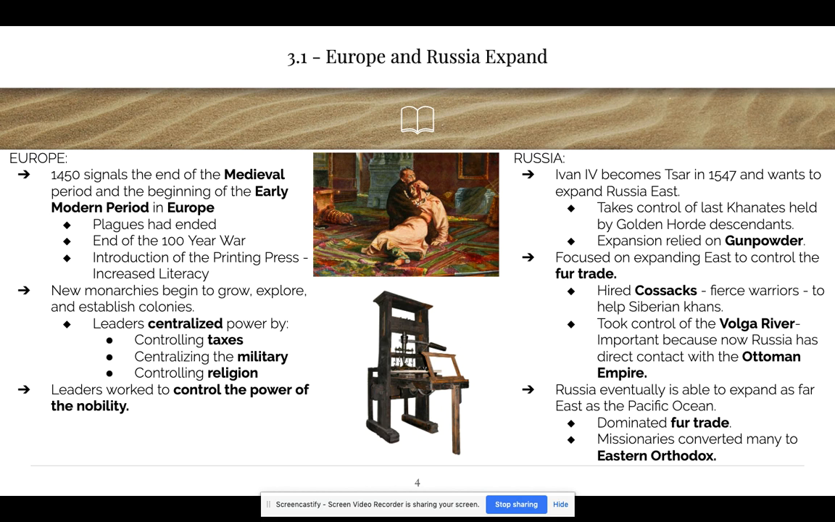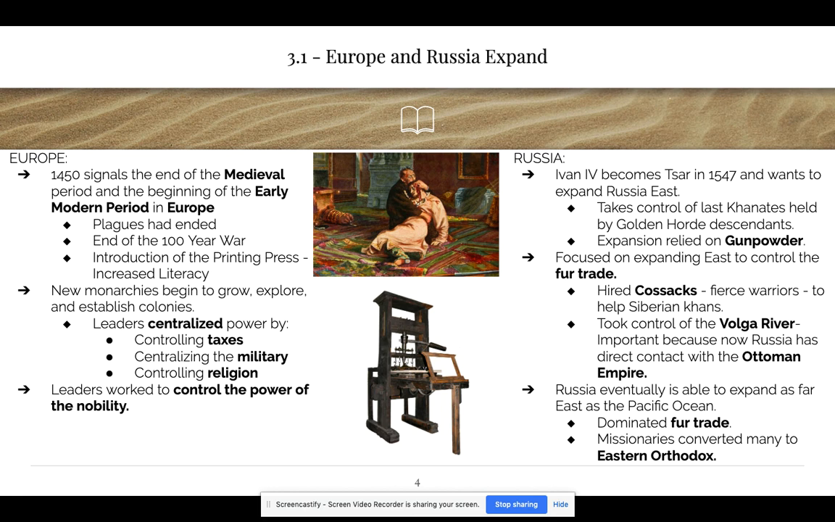That is something that you should really just commit to your memory, because that is a global theme. As governments centralize, they do so by controlling taxes, the military, and religion. That is pretty universal. We also see a big dispute start to grow throughout Europe between the power of the ruler and the power of the nobility.